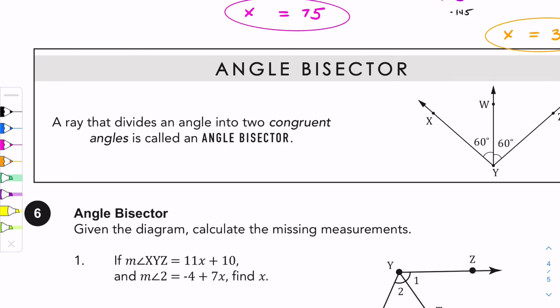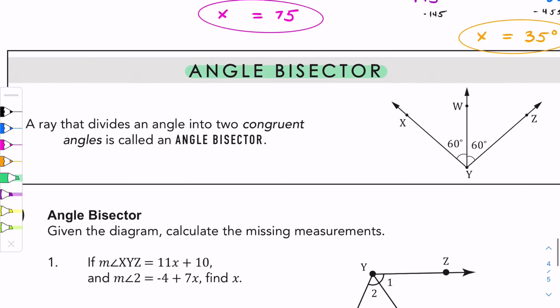Next, we're going to talk about an angle bisector. So an angle bisector is similar to that of a midpoint that we talked about with a line segment, but of course an angle bisector is specific to an angle. So a ray that divides an angle into two congruent angles is called an angle bisector.